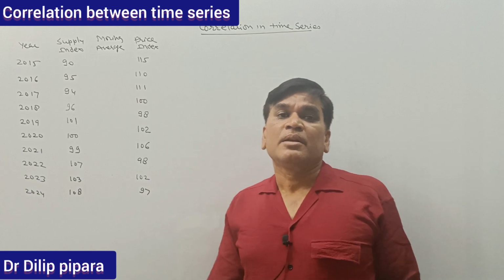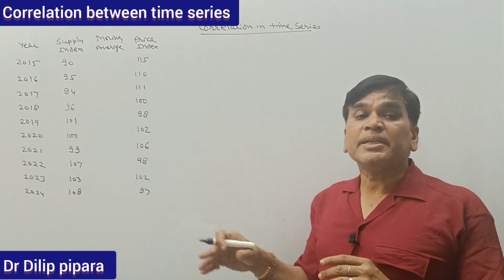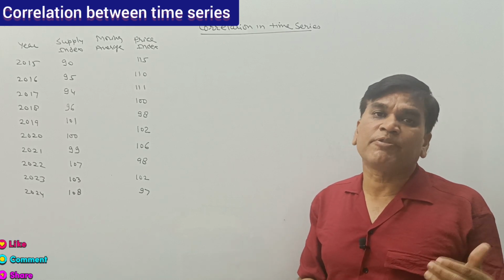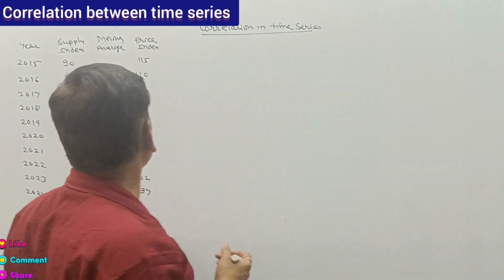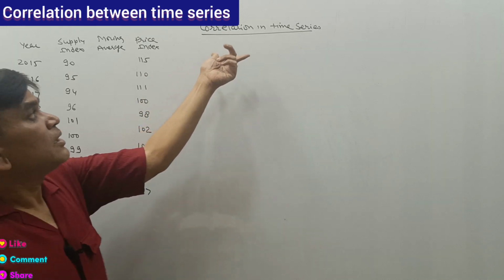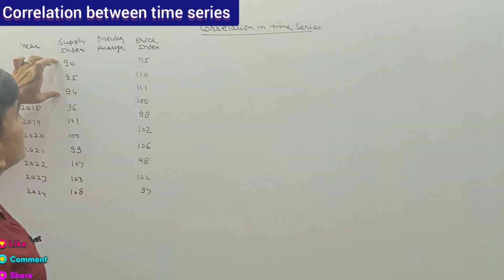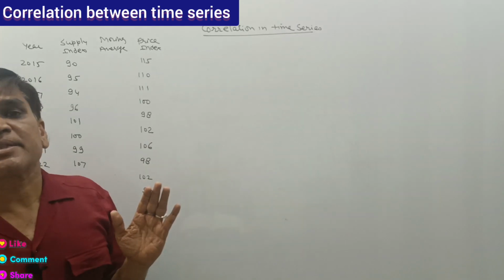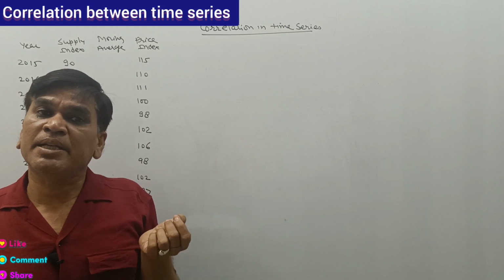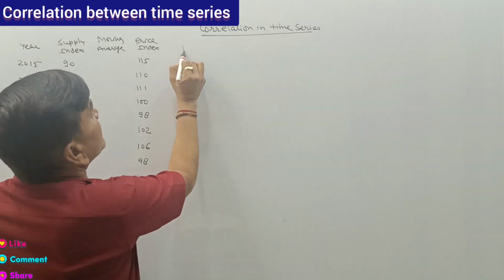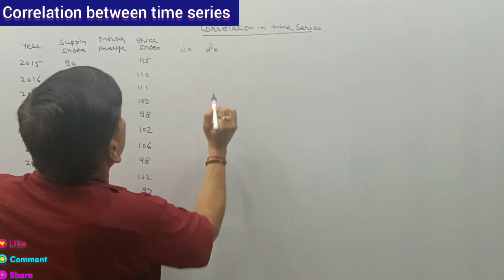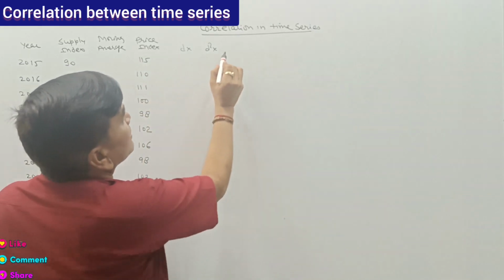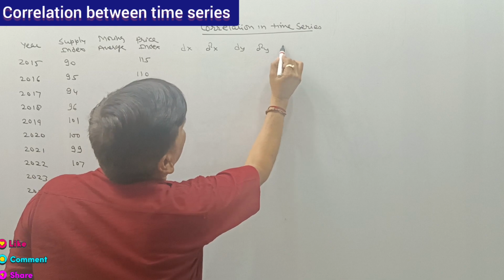For that, very first we will calculate the moving average. The moving average may be 3-year, or maybe 5-year also. Firstly, suppose we are getting 3-year moving averages, then we will get the difference between the moving average and the actual value, that will be called dx, and we get d square x. Similarly, in the other series also we get the 3-year or 5-year moving average, then we will get the values of dy and d square y and dx dy.